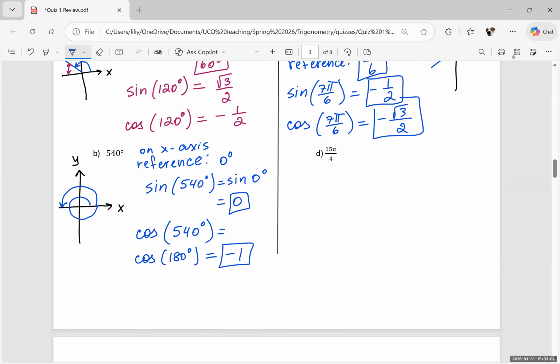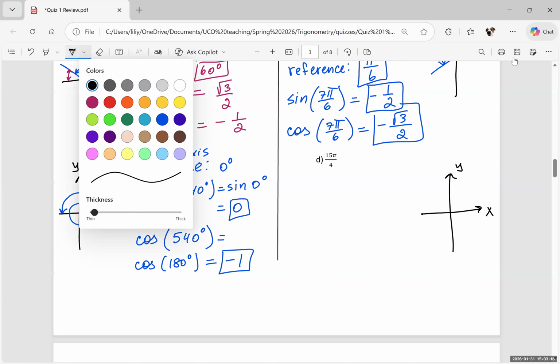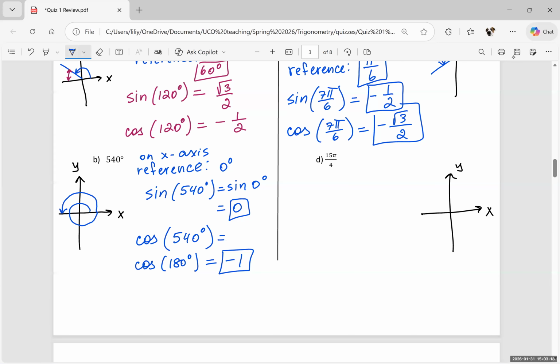Fifteen pi over 4, lots of revolutions around the circle. Let's keep the colors consistent. Let's do black for the x and the y axis. All right, so the first revolution, we're in radians. So the full 2 pi would be 8 pi over 4. So 2 pi equals 8 pi over 4. I'm just trying to teach you how to graph this. So we're going to go ahead and go full revolution.